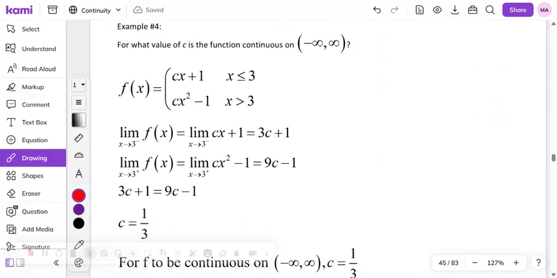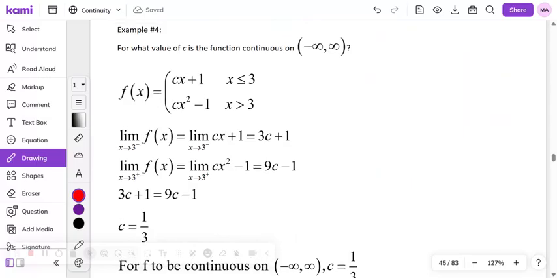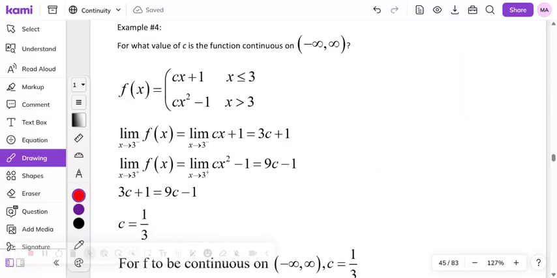Okay, example 4. I love these problems. So example 4 says, for what value of c is the function continuous on the interval from -infinity to infinity? I know I have it over here, but what we do is we set these two values equal to each other after we substitute the 3's in for x.